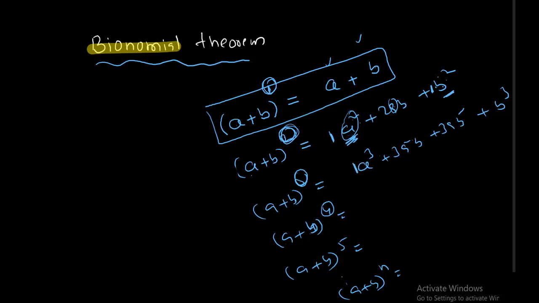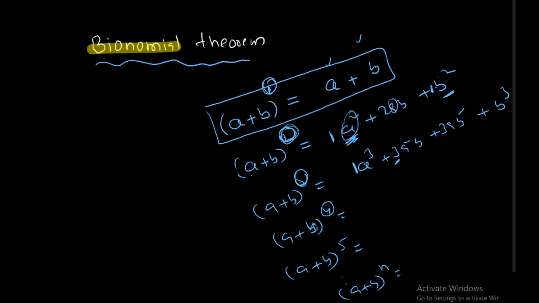So what happened? First, 1 a cube. After that, something into a square b. A is decreasing in degree and b is increasing. A square into b, after that a into b square, after that a becomes a power 0 and b square becomes b cube.